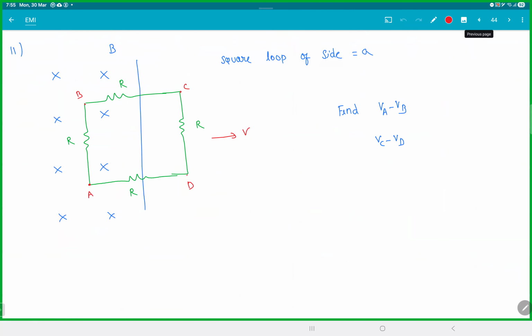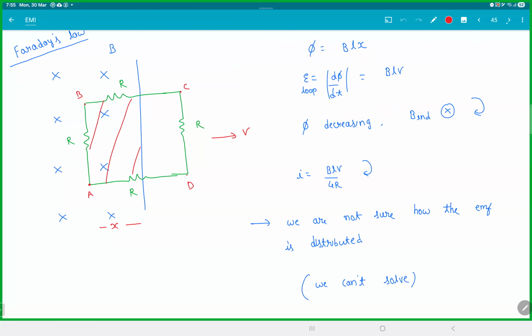Remember the idea there? When you say EMF is dφ/dt, the problem comes this way with Faraday's law. It doesn't tell you where the EMF is. Faraday's law gives you only the EMF in the complete loop, right? So you should check it out. We will get the current, but we don't know where the EMF is.